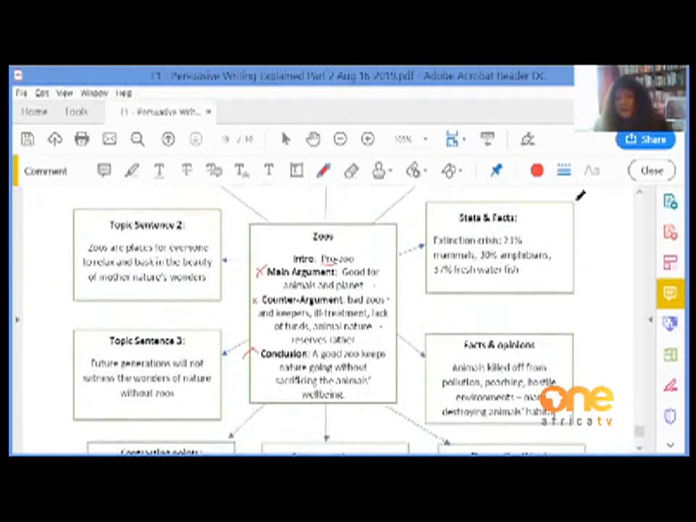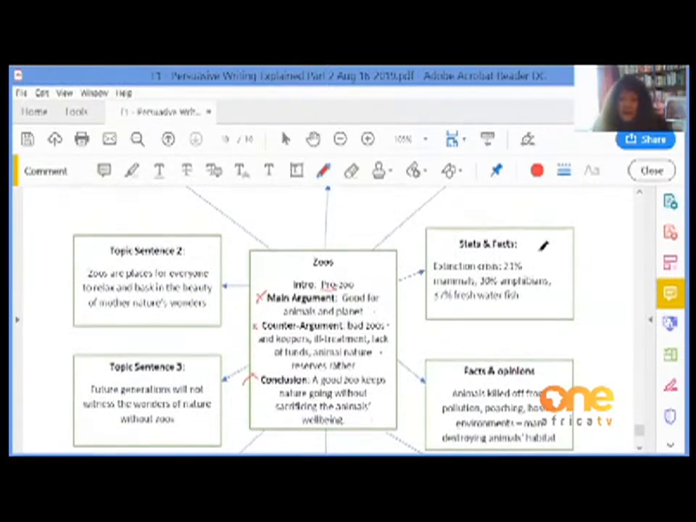Okay, what about some statistics and facts? Put them in another box. What's the extinction crisis at the moment? 21% of mammals, 30% of amphibians, 37% of freshwater fish are being wiped out every year. Okay, so you do that as well.